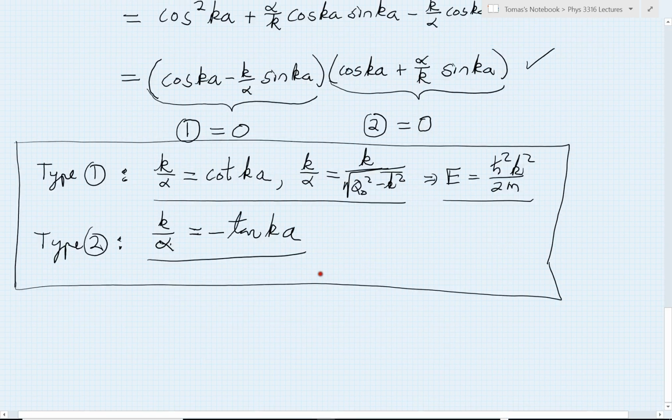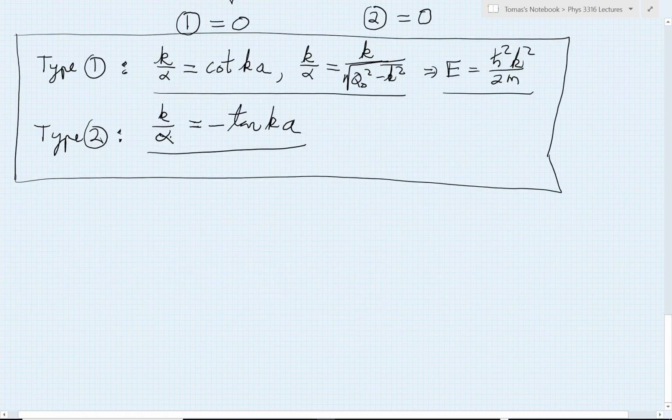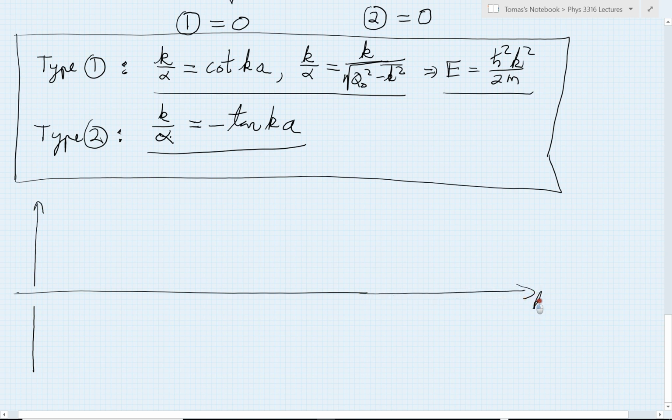So the way that a graphical solution works is that when I want to equate two things, like this cotangent with this function over here, or likewise this tangent and equate it with this function over here, we simply graph both functions. So I'm going to make a plot then of how these functions behave as a function of wave vector k.